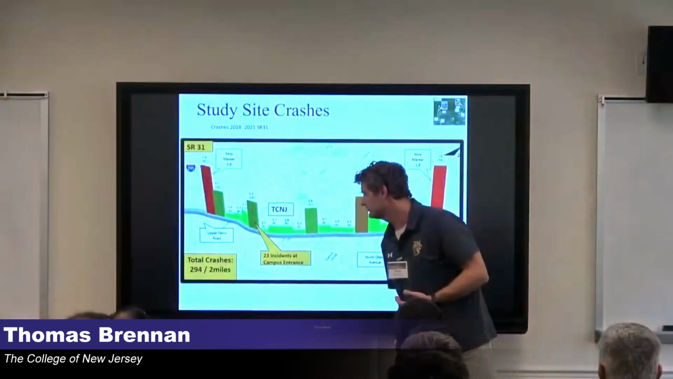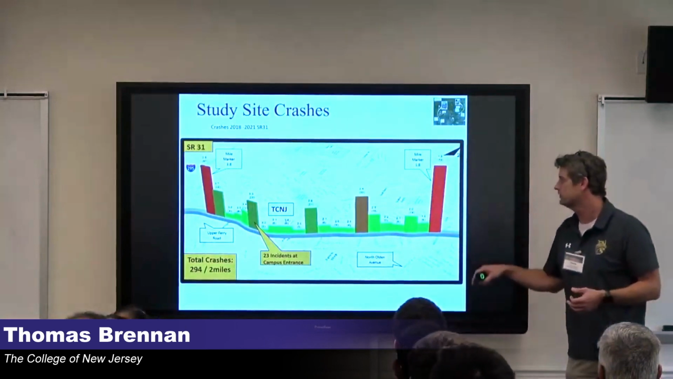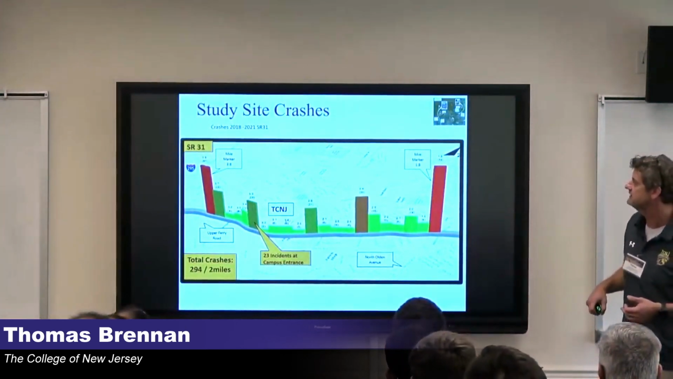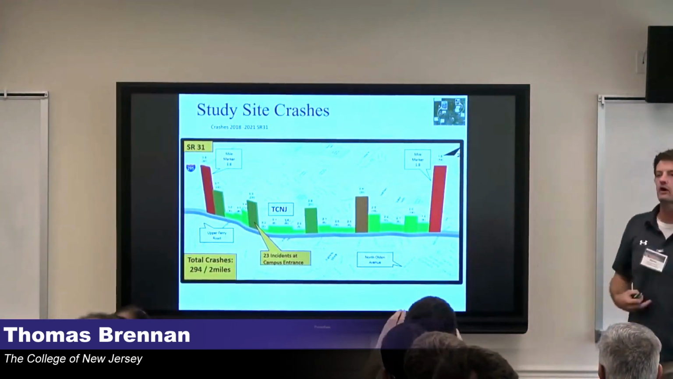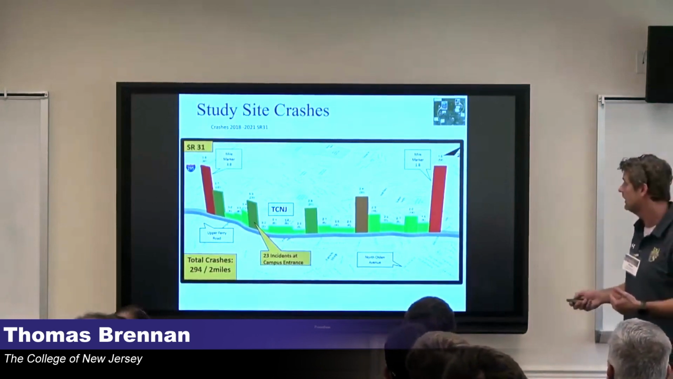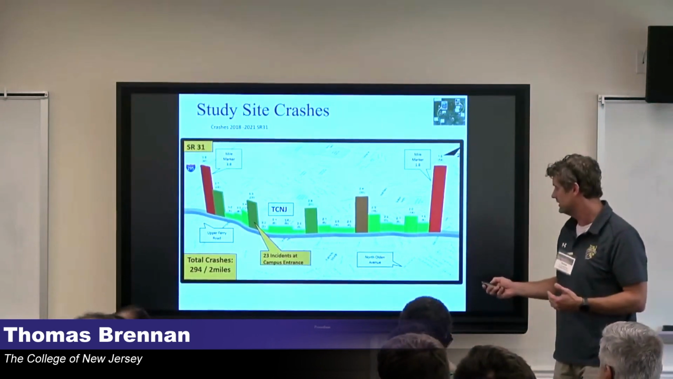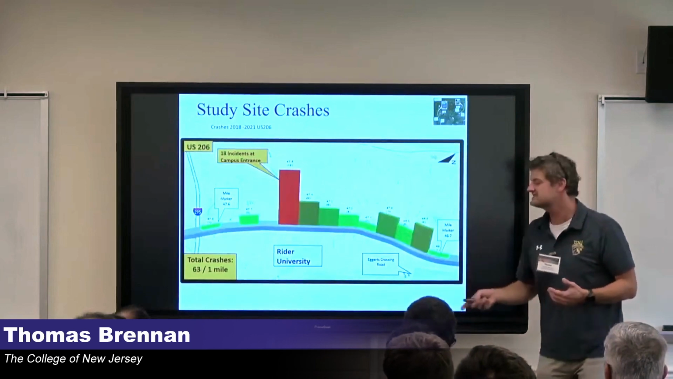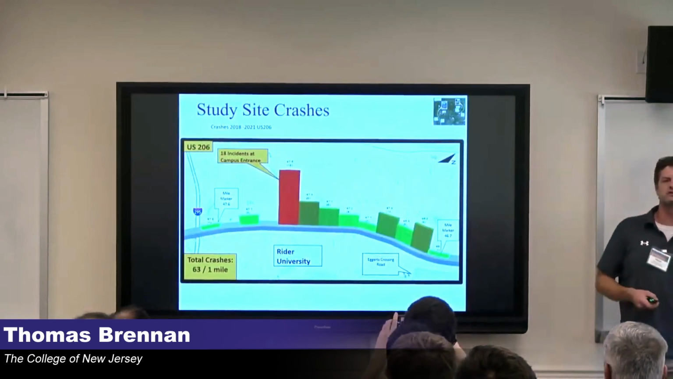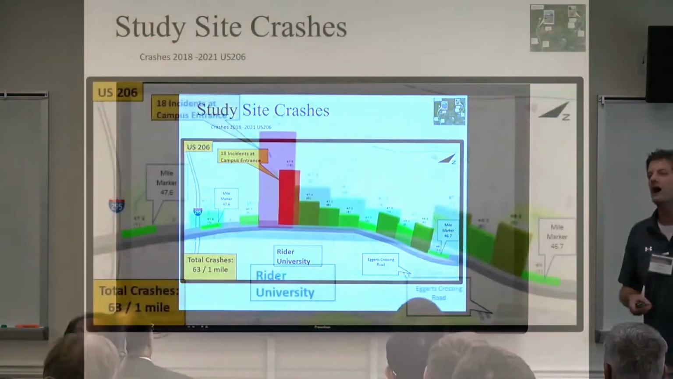The total of 294 crashes over 2 miles, and this is just from 2018 to 2021. This includes COVID, and so we try to keep that COVID in there as well. But we see those sort of markers there. Now, if we look at 206, we only had 63 incidents over 1 mile. So we'll start to normalize that, but you can already see per mile we had a lot.